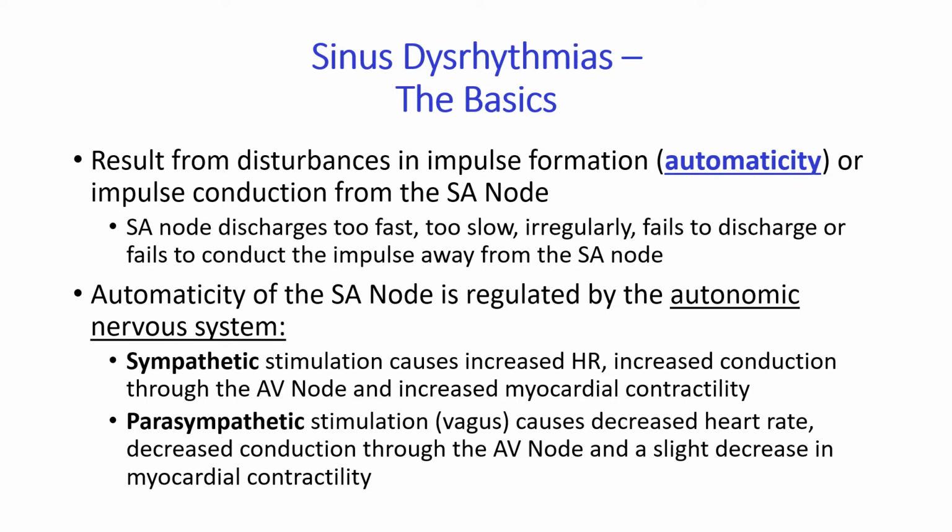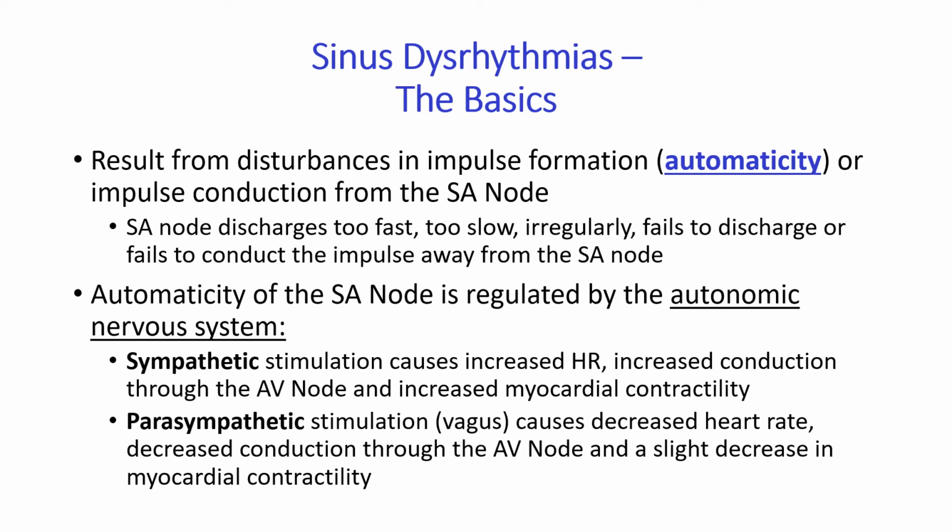Automaticity, again, is one of the things that is regulated by the autonomic nervous system. If there's sympathetic stimulation, it causes an increase in your heart rate. It also increases the conduction through the AV node and increases myocardial contractility. Your sympathetic nervous system is the fight or flight, so increasing the heart rate and contractility, whereas parasympathetic is the resting and digesting, feeding and breeding, so it kicks in when you're mostly at rest.